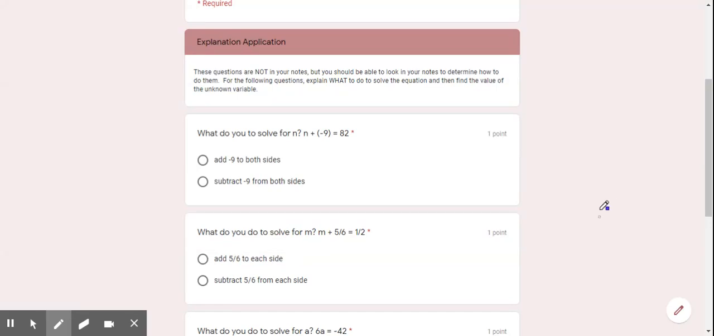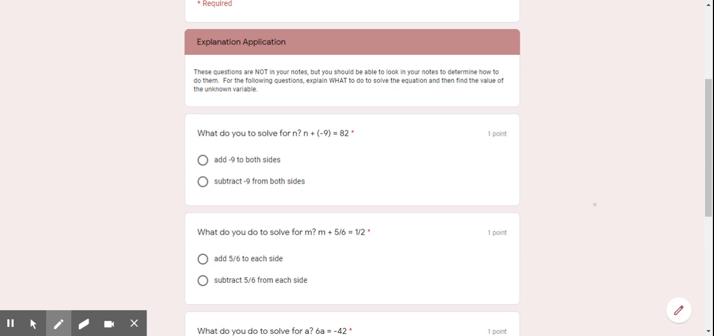Okay, guys, for this next part, we're going to figure out how do we solve for n? How do we solve for m? How do we solve for the variable? You're just going to tell me what you need to do to both sides in order to solve for that variable, okay? These aren't in your notes, but you can look at your notes to help you figure out how you're supposed to do these, okay?